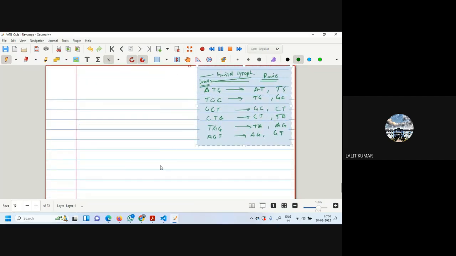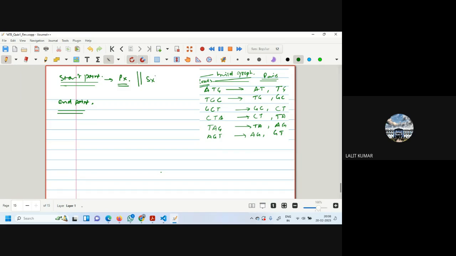So from this, first we try to find what is the start point, and we also try to find what is the end point. If we can identify these 2 points, then our life becomes easier. So how to find the start point? The start point will be a prefix which is not a suffix in any pair.